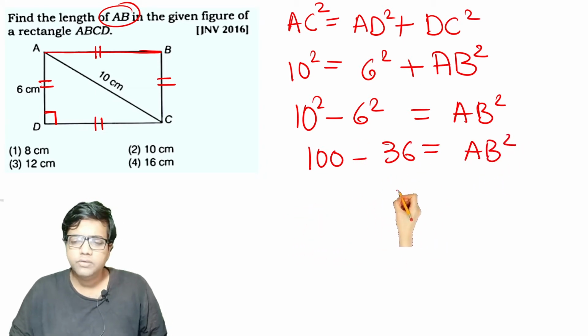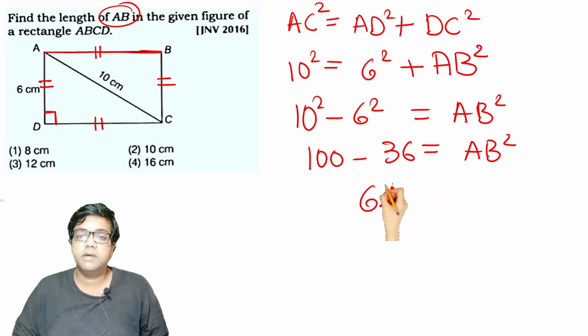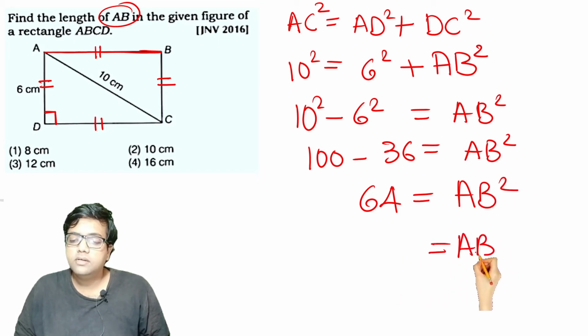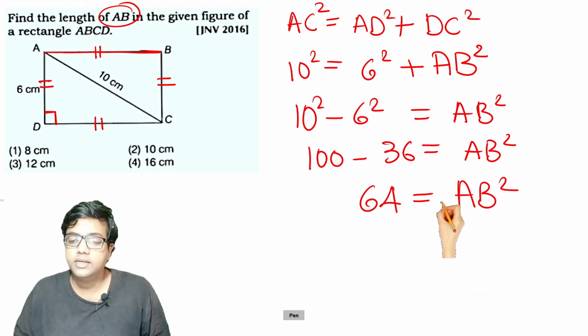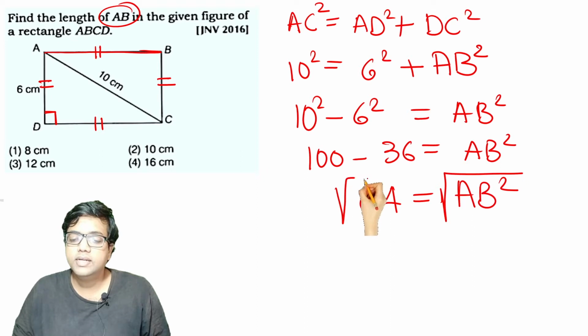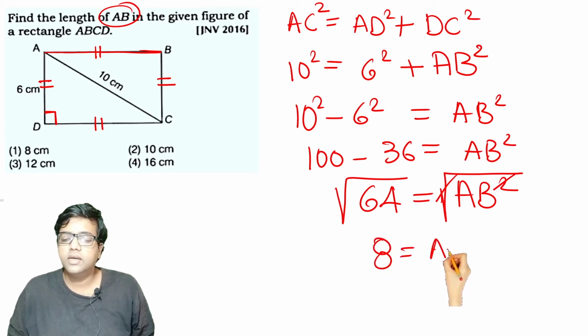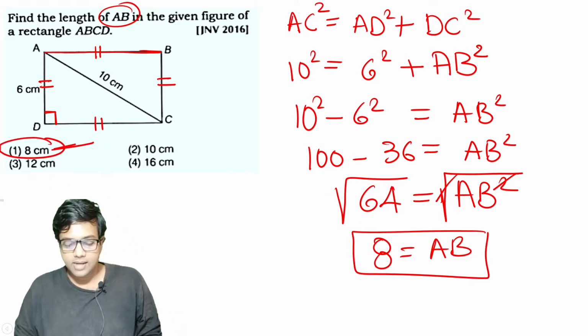When you subtract 36 from 100, the answer that you will get is 64, which is equal to AB square. So what will be the length of AB? You need to take the square root of both sides. The square root and the square get cancelled, so you will get the square root of 64, which is 8, equal to AB. So the length of AB is 8 centimeters. Option 1 is the right answer for this question.